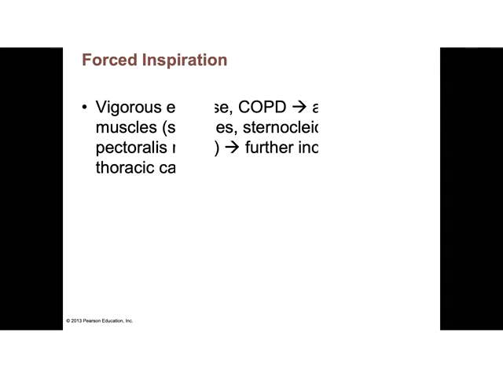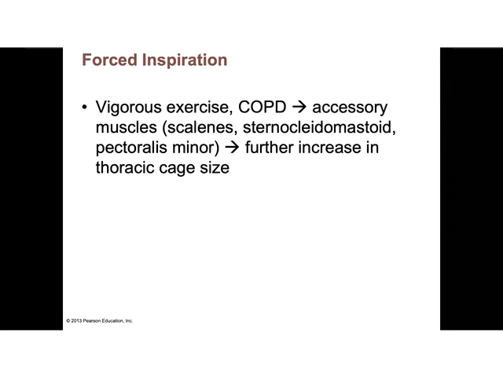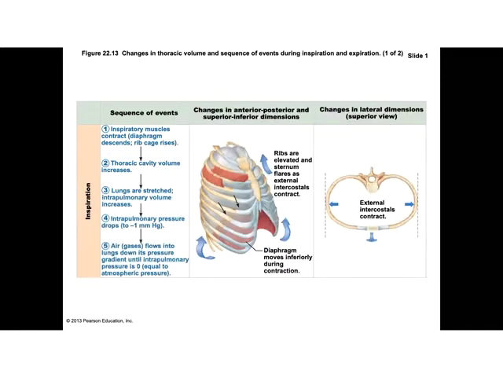Okay? But in forced inspiration, what happens is that accessory muscles come in, and you can see what happens is that we expand the size of the thoracic cage even more, and the result is that we're able to pull more air in, and that gets more oxygen into the blood, and that gets more oxygen to the tissues, including the muscles, and we can sustain the activity longer. Okay?